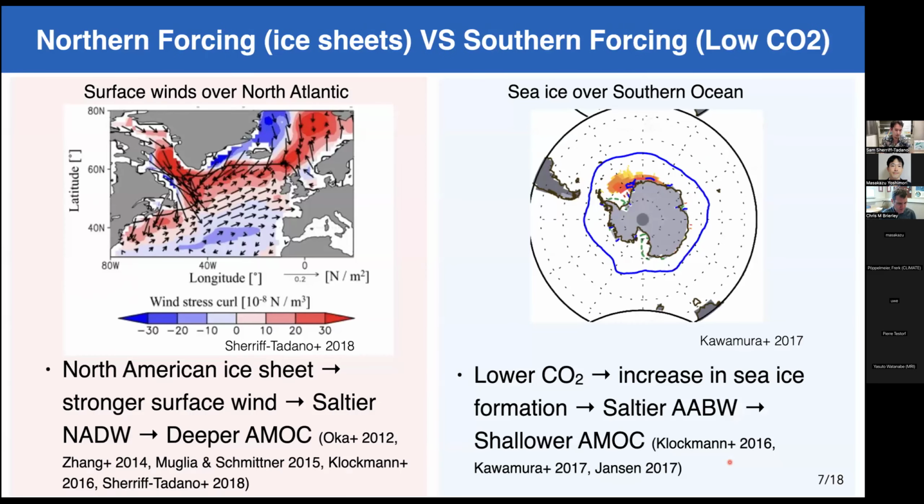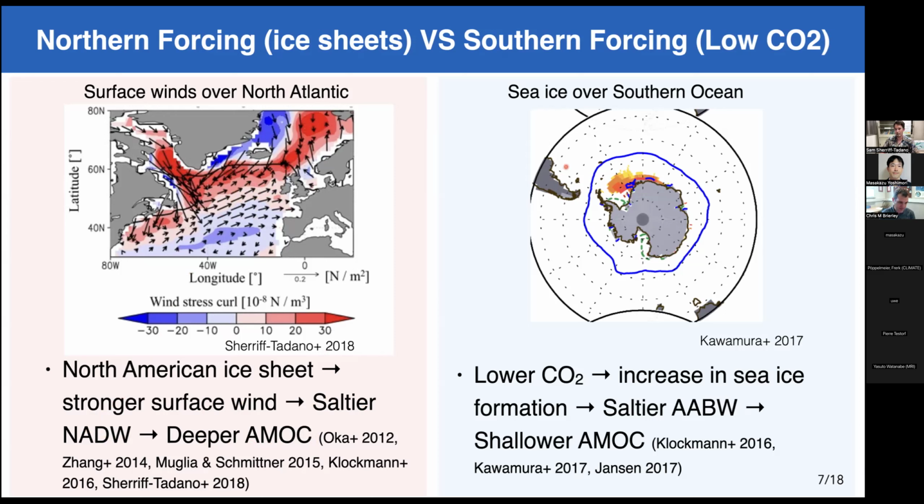Since the work in PMIP2 and PMIP3, quite a few modeling studies have been exploring how the LGM AMOC or, in general, glacial AMOC are affected by different climate forcings. And it has been shown that the northern forcing and the southern forcing are quite important in this regard. So for the northern forcing, the existence of the North American ice sheet is likely to be very important, because it intensifies the surface wind over the northern North Atlantic, which increases the strength of the wind-driven oceanic circulation and also the northward transport of salt by the wind-driven oceanic circulation, making the high latitude NADW saltier, which induces a deeper AMOC at the LGM.